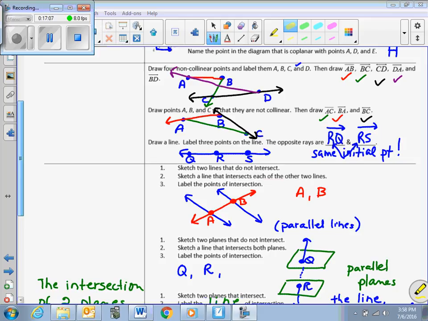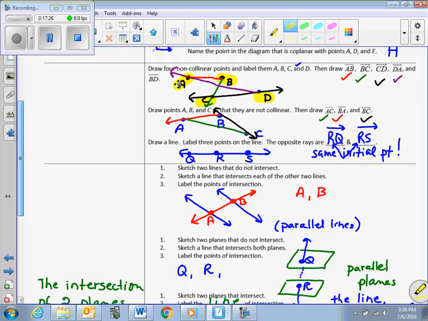All right, so you've worked all the problems that I asked you to do here. Draw 4 non-collinear points, label them A, B, C, and D. You can see where I did that here, A, B, C, and D. And then draw line segment AB. You see I did that there in red.